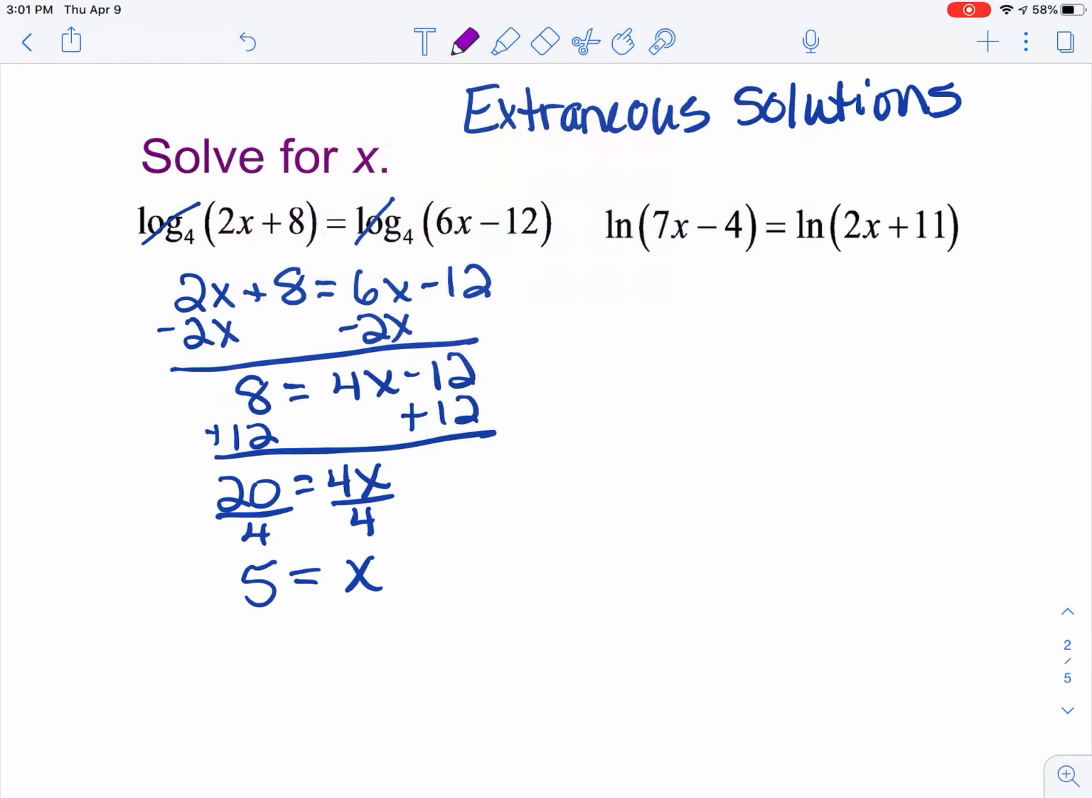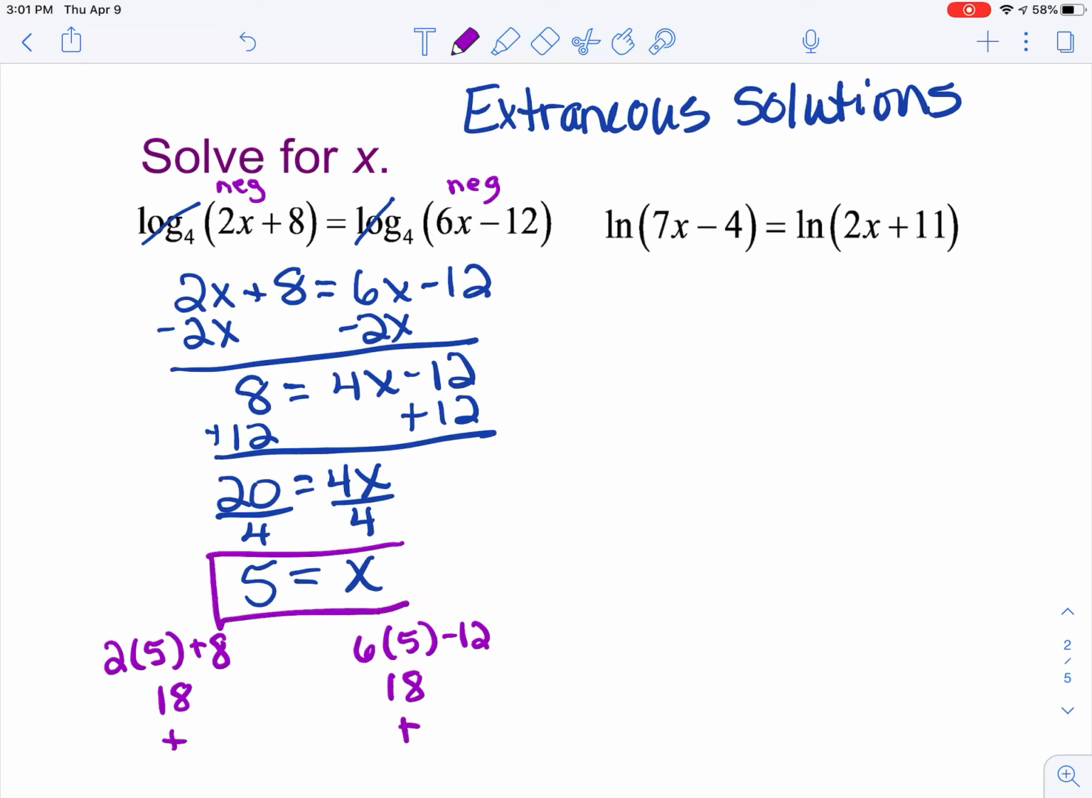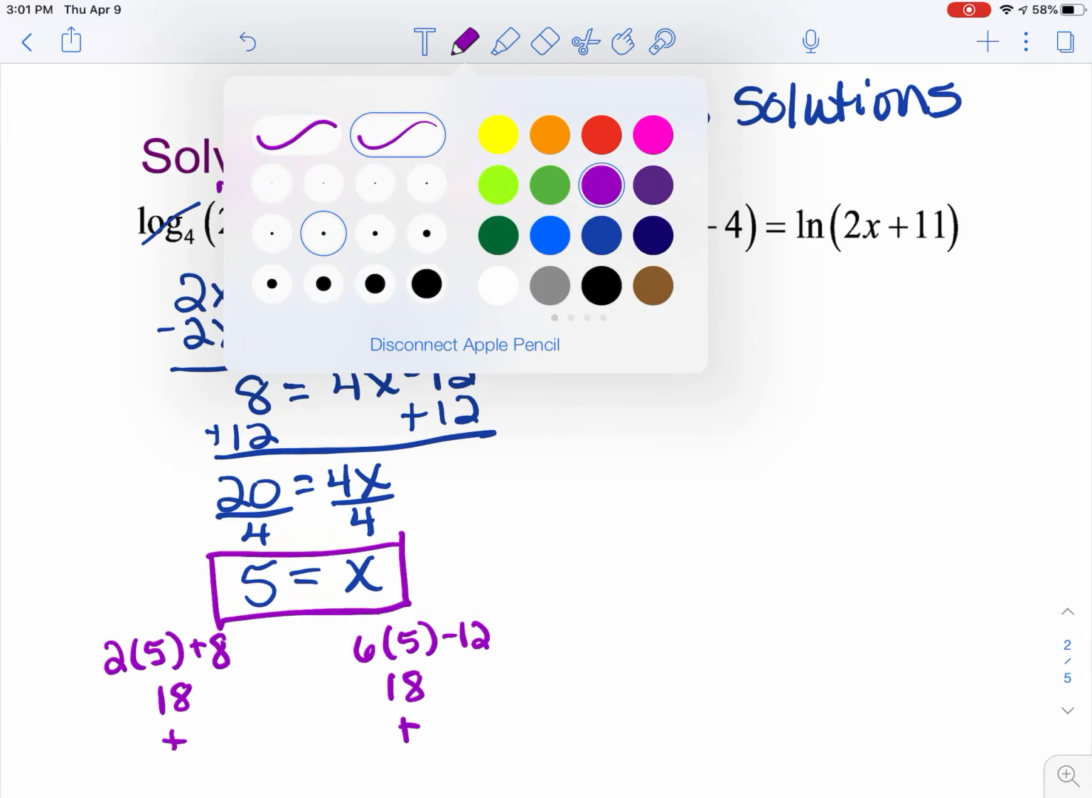Now what I mean by checking, I can never have a log of something to be negative in here or negative in here. So 2 times 5 plus 8 gives me 18. And 6 times 5 minus 12 is 30 minus 12, which gives me 18. So both of these are positive numbers. That means my answer is 5. Let's try another one.